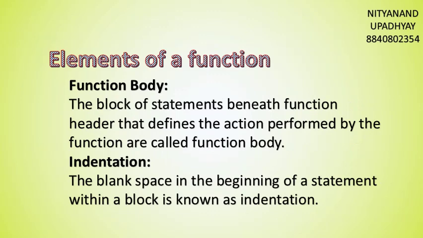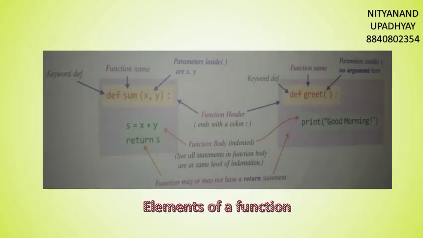Now, elements of a function. Function body: the block of statements beneath the function header that defines the action performed by the function is called the function body. It means all the statements of the block written within a function are known as the function body. Now indentation: the blank space at the beginning of a statement within a block is known as indentation, which defines the scope of the statement. You can see the various elements of the function in the figure.